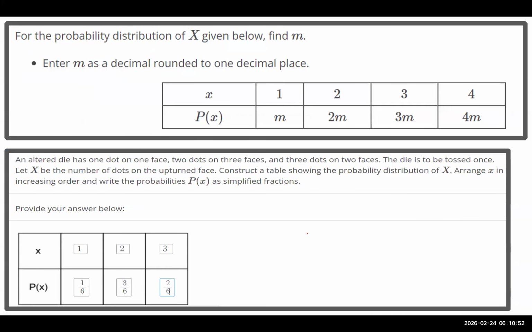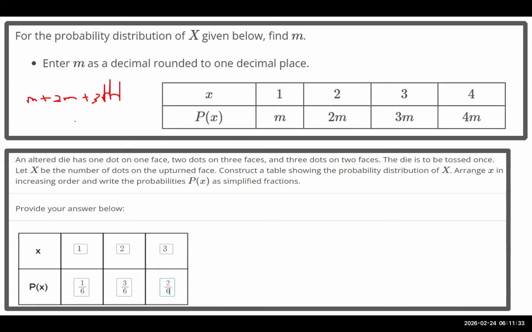Okay. And just looking at a couple of examples from the homework. For the probability distribution of x given below, find m. So what you have to do here is you know that all of these probabilities should add up to 1. So we're going to just set that up and then solve for m. So that's what we're going off of here.